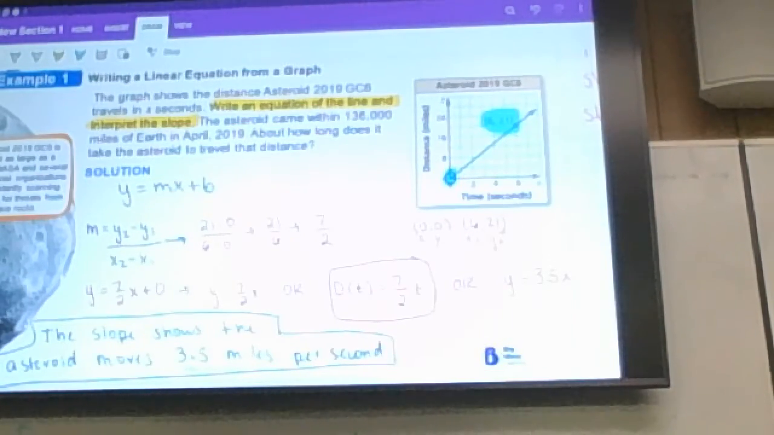How long does it take? Okay, so the asteroid was 136,000 miles from us. How long would it take moving this fast? How long would it take for it to get to Earth? How long would it take to go 136,000 miles?